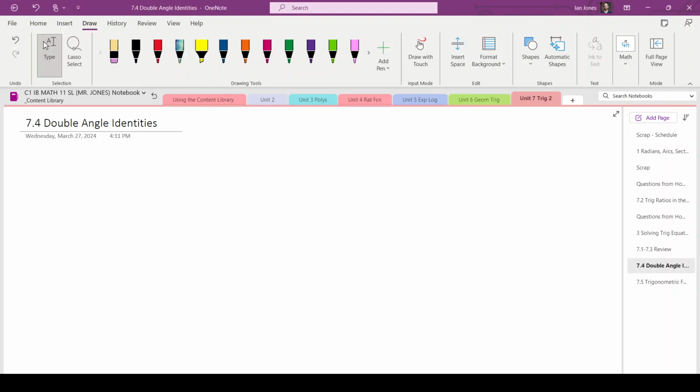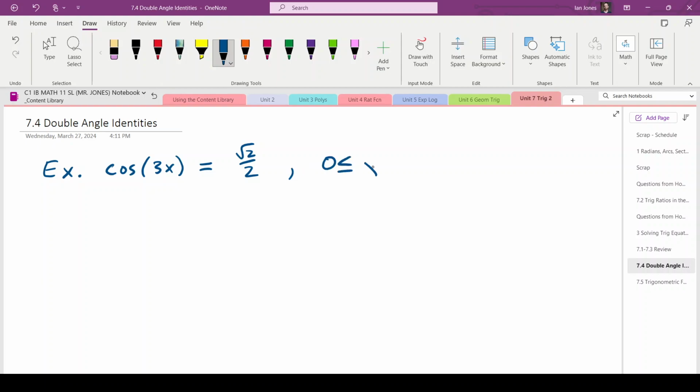All right, so we're going to do double angle identities, section 7.4. And I'm going to start off with an example. Now, this example isn't actually a double angle identity example. Here, we're actually going to start with cosine of 3x equals root 2 over 2, over the domain x between 0 and 2 pi.